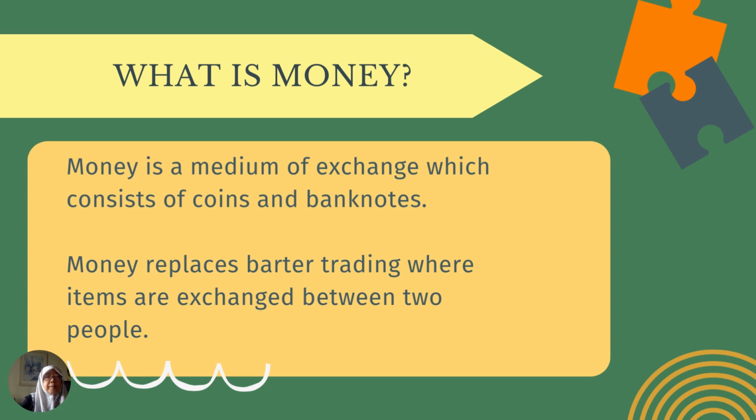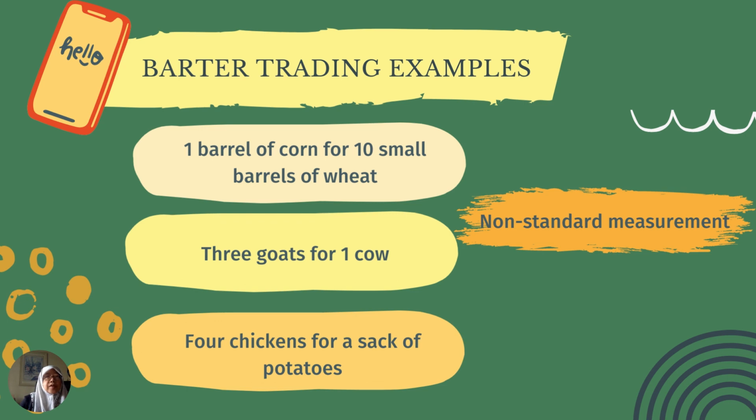Okay. So money replaces barter trading, where items are exchanged between two people. For example, if I have a sack full of potatoes and you have a sack full of tapioca, we can exchange. All right, so these are examples of barter trading which happened a long time ago before we used standard units.